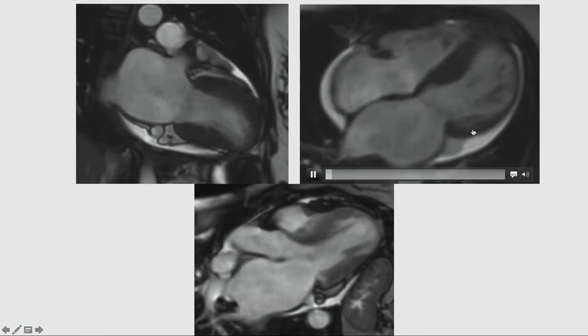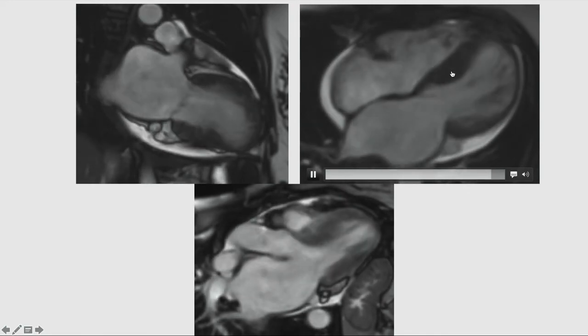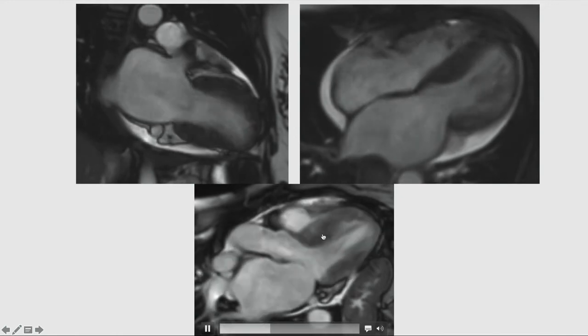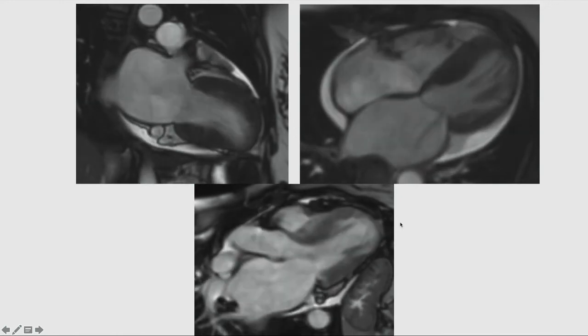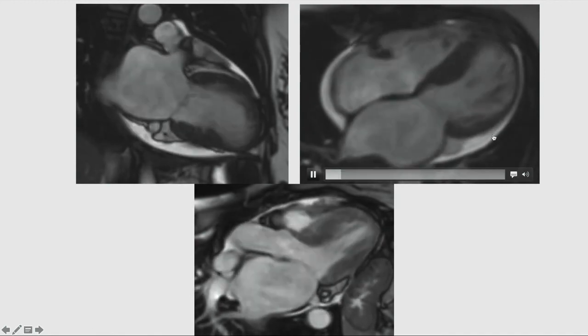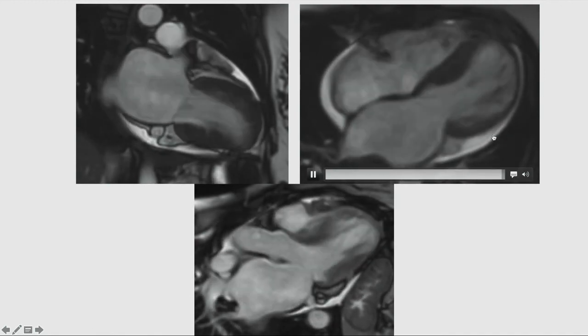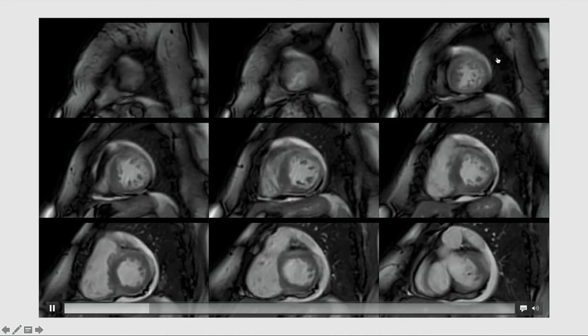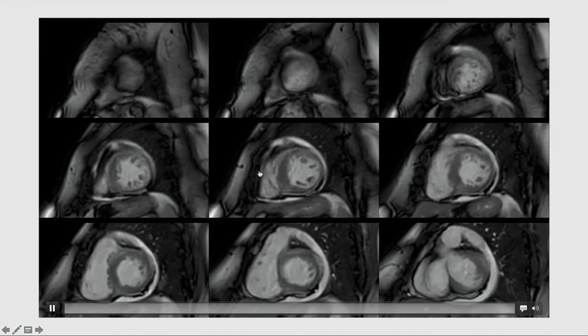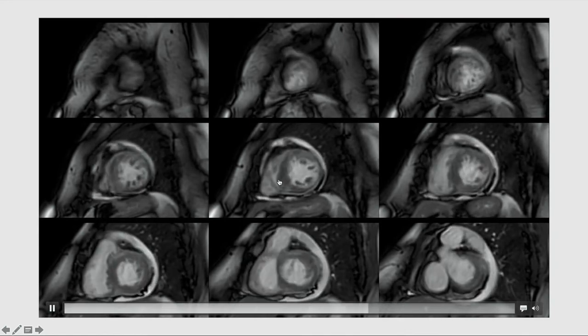If you look for any hypertrophied segment, only the basal septum shows asymmetrical hypertrophy. The rest of the LV walls do not show any significant hypertrophy. You can also note mild circumferential pericardial effusion. On the short axis view, you can again see that the extent of hypertrophy is not very severe. Only the basal septum is hypertrophied.